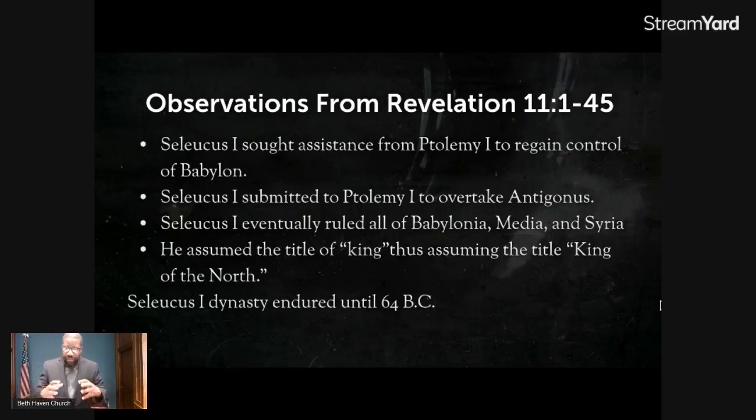Well, Seleucus I sought assistance from Ptolemy. Even though he ruled the north, he was the prince of the king of the south. So he went to Ptolemy to regain control of Babylon against Antigonus. And Seleucus I essentially submitted to Ptolemy and his desires to overtake Antigonus. So they entered into an agreement to basically overtake him. Seleucus I eventually ruled all of Babylon, Media, and Syria. After this, he assumed the title King of the North, after he ruled Babylon, Media, and eventually Syria. So Seleucus I's dynasty endured until 64 BC.